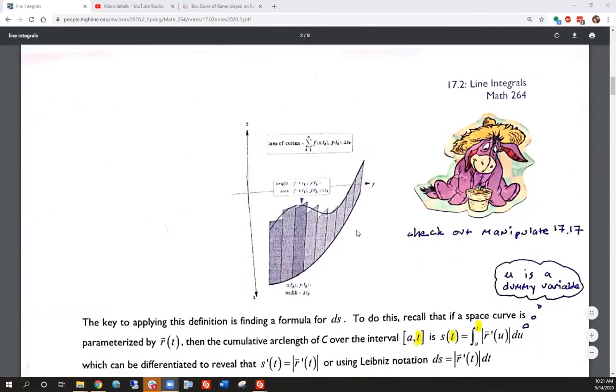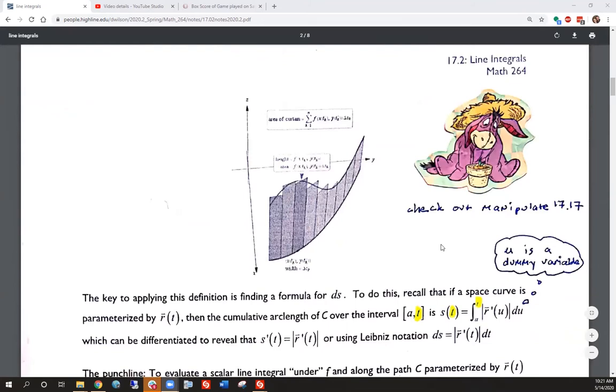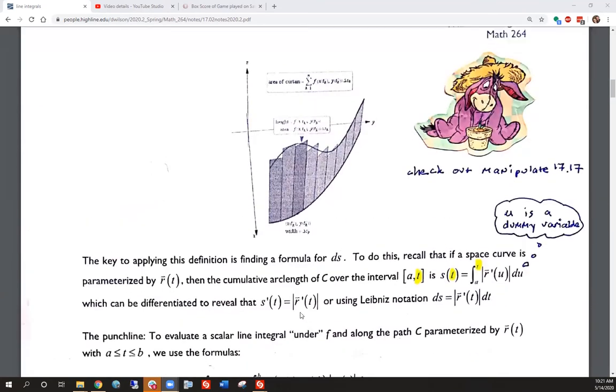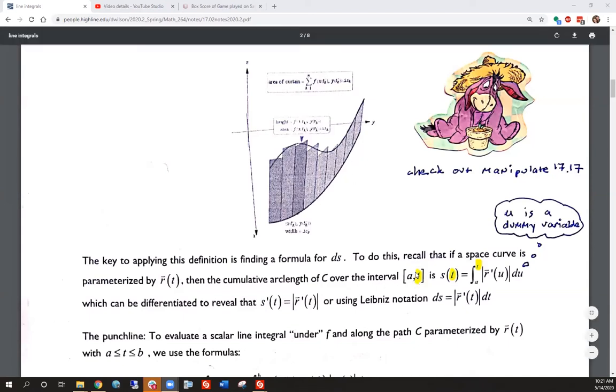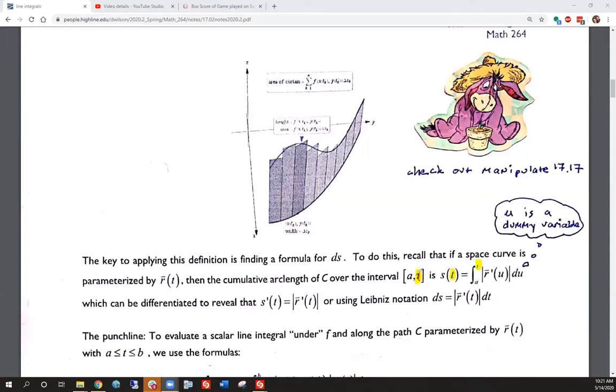All right. So we already looked at our Eeyore picture, and the key to applying this formula is to find a formula for the ds. The ds is the punchline. To do this, recall that if a space curve is parameterized by r of t, then the cumulative arc length of c over the interval a to t is s of t equal to the integral from a to t of the magnitude of r prime of u du.